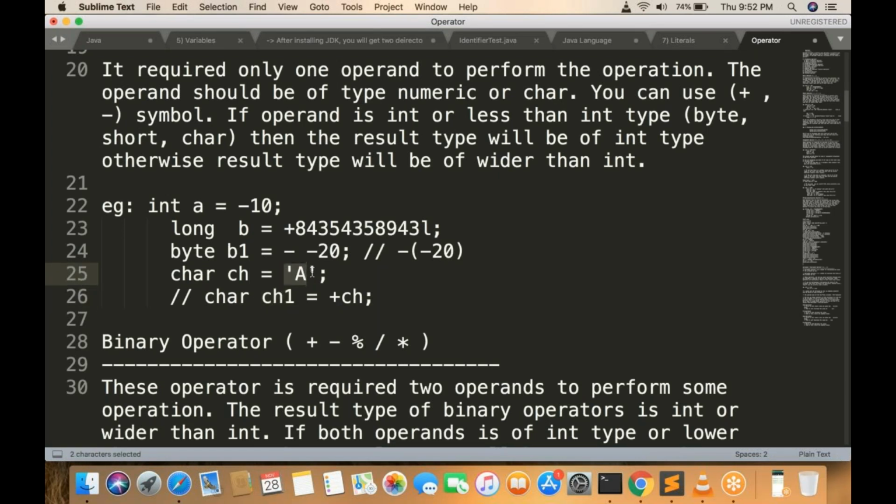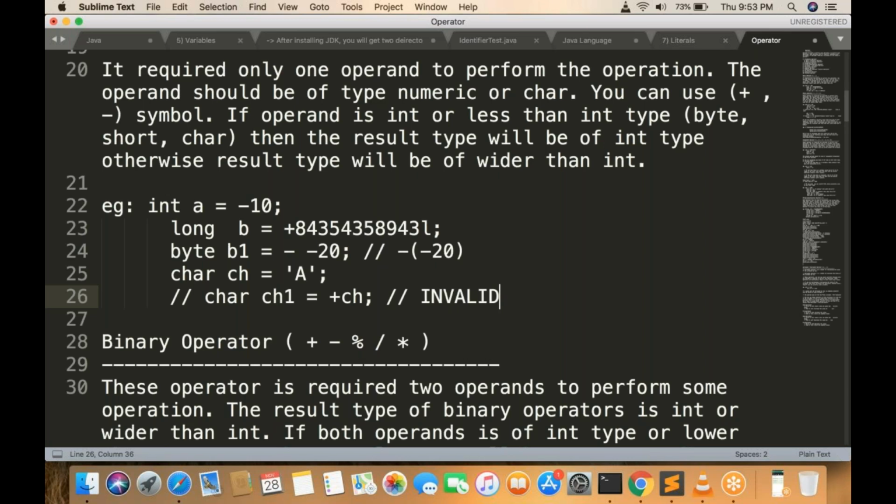Now char ch1 equals plus ch. Plus is the operator, and you are using one operand. What is that operand? ch. What is the type of this ch? Char, which is lower than int. If it is lower than int, what is the overall result type? Int type. And we are trying to assign int into the char type. That's why that is invalid. Okay, clear guys? Any doubt?